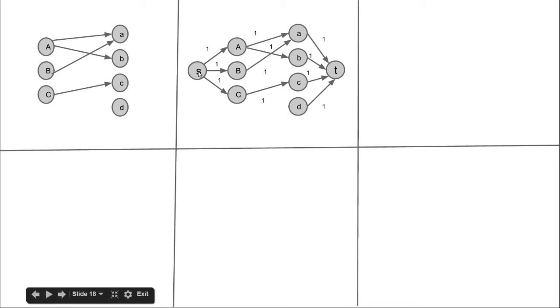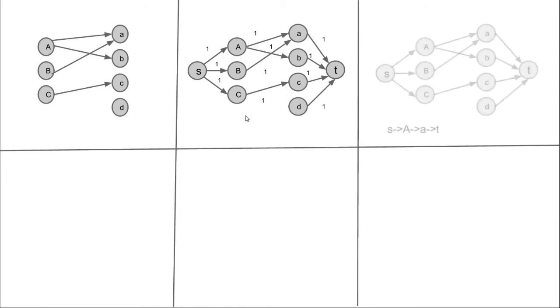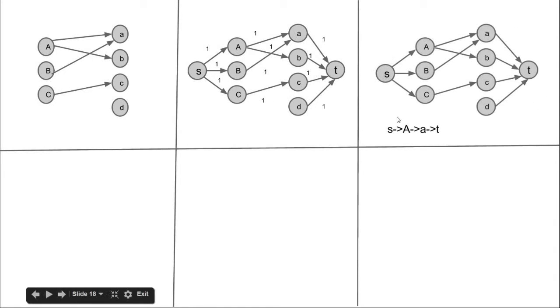Then we start with the actual Ford-Fulkerson algorithm. We need to find an augmenting path. There's an augmenting path from S to A to a to T: S to capital A to small a to T. So we need to create a residual graph for it. Now we don't need to add capacities because all we need to do to create a residual graph is remove the forward edge and replace it with the reverse edge. For this particular augmenting path, we remove the forward edge and replace it with the reverse edge. So this is a residual graph for this flow.